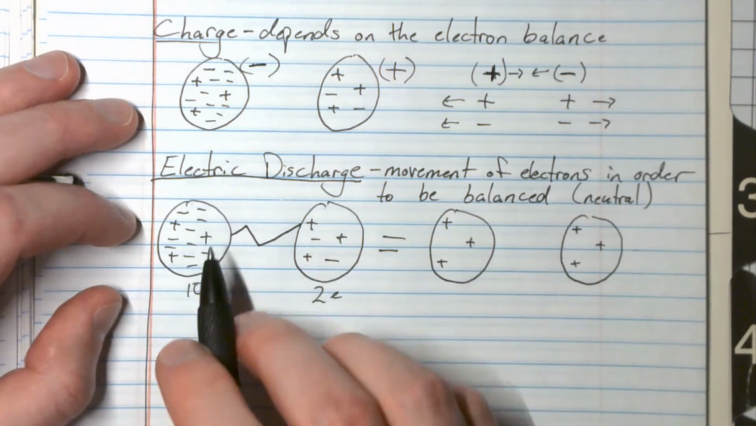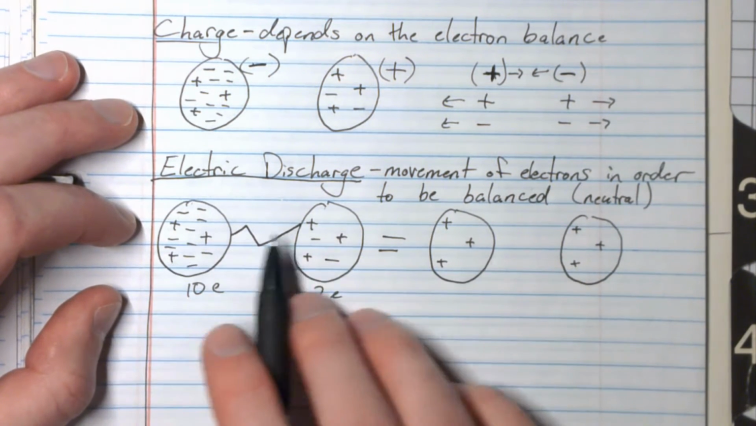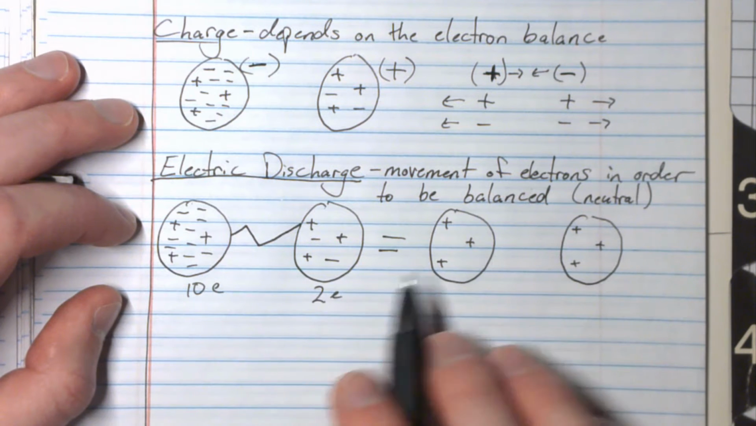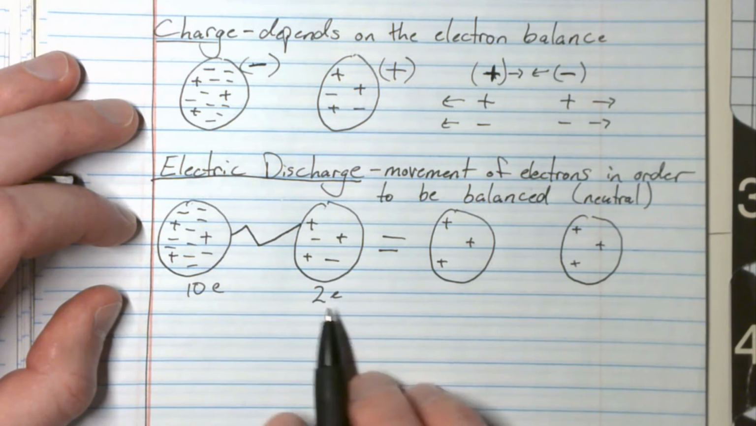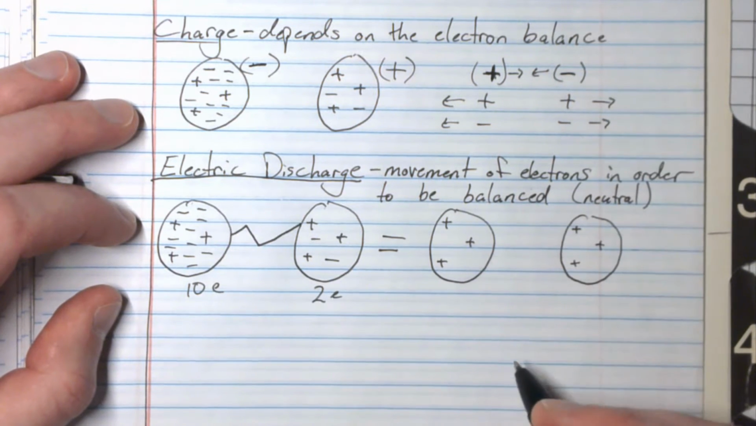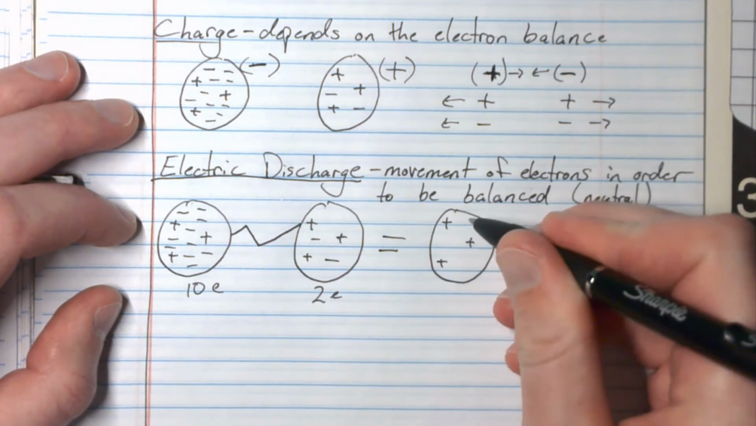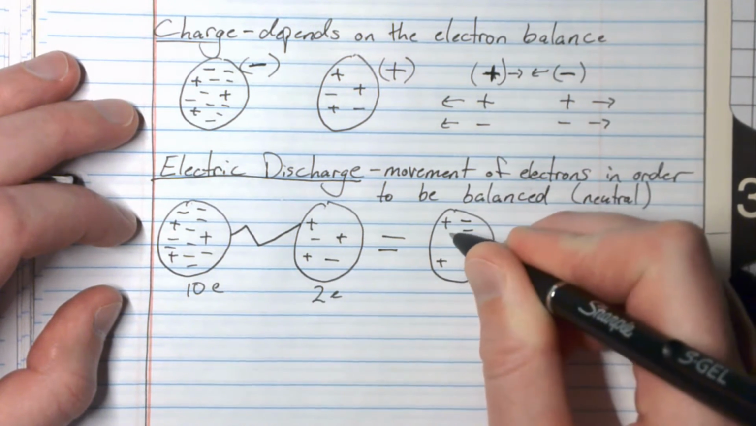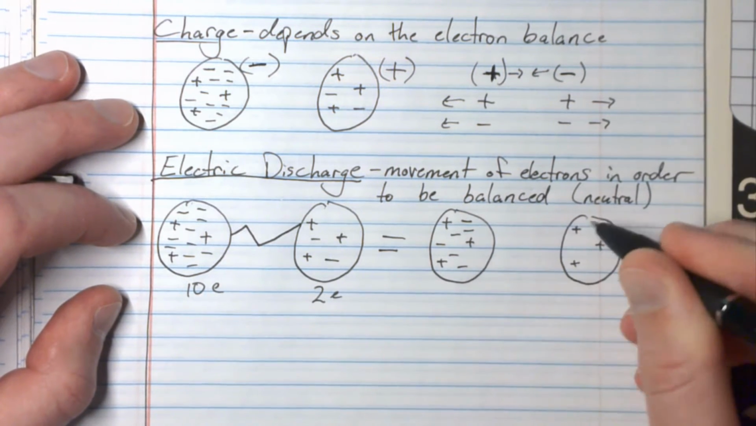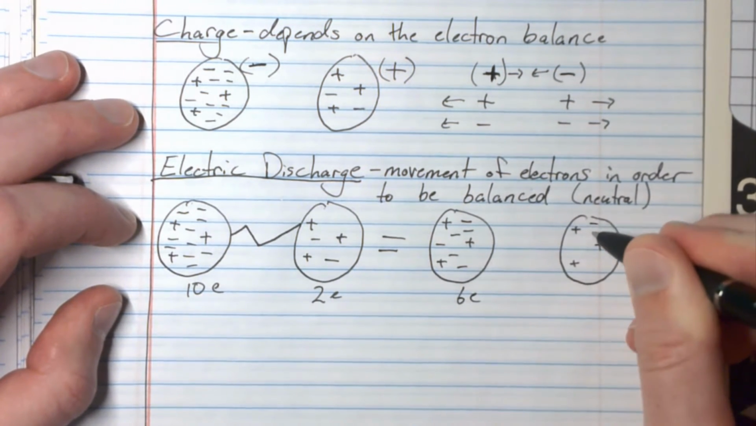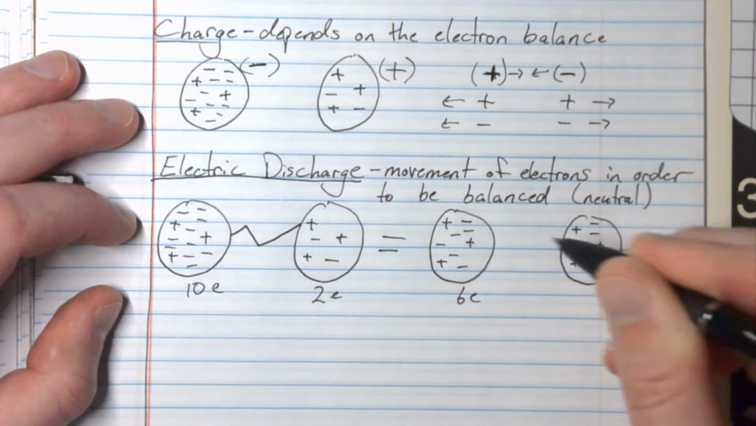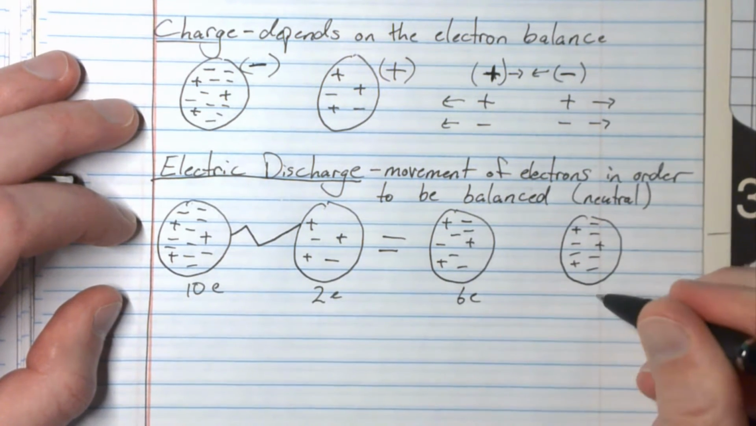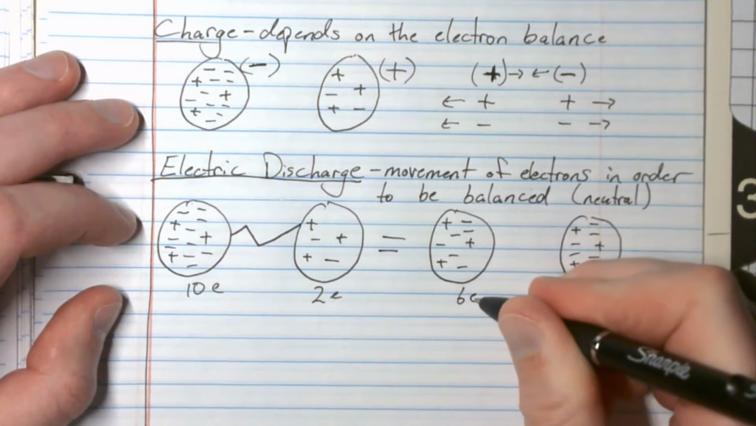And so in this case, it's going to be a static discharge. And it's not moving all of the electrons. It's just moving enough of them to become closer to being balanced. And so in this case, I have 10 and 2, which makes a total of 12, obviously. So we're going to divide that in half. So I have 6, 1, 2, 3, 4, 5, 6 on this one. And 1, 2, 3, 4, 5, 6 electrons on this one.